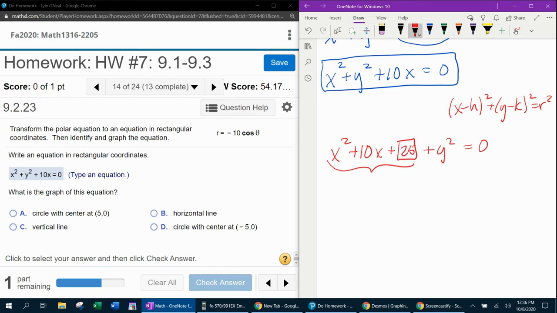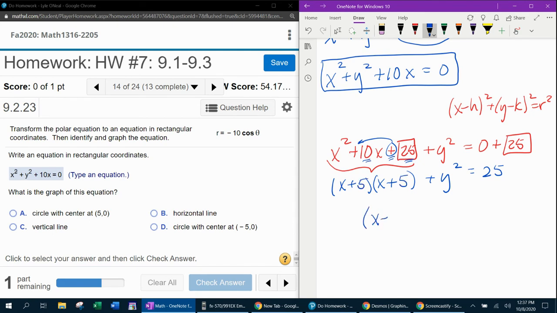But remember, whatever I add to one side, I have to add to the other. So we're going to have to add 25 to this side. And then this should factor nicely since I did completing the square. The signs are both going to be positive, x and x, numbers that multiply to make 25 and add to make 10, 5 and 5. And so that'll simplify to (x plus 5) squared plus y squared equals 25.